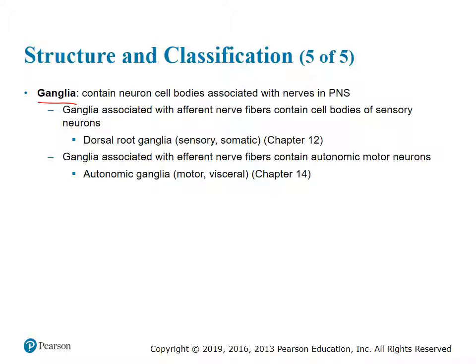We've identified this word already, just to mention it again: ganglia. Those are cell bodies that are associated with nerves in the PNS. The cell bodies are kind of bundled together as well, because when we talk about a nerve, it's mostly the axon, but the cell bodies are also bundled together.